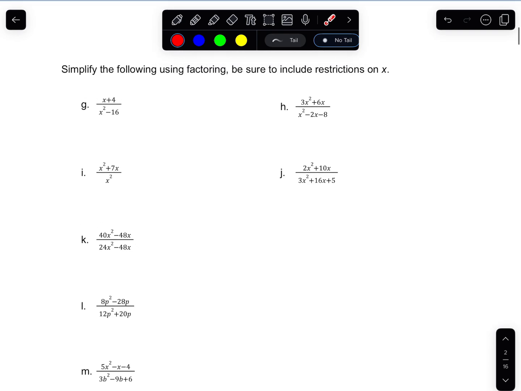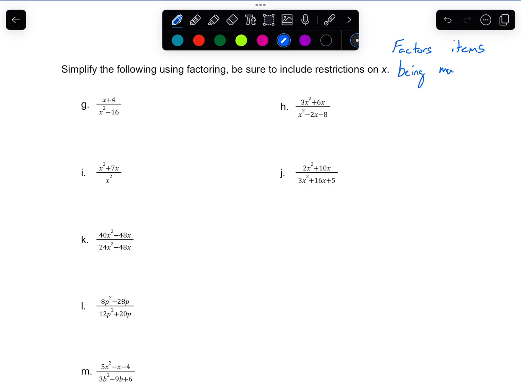So, next part of our video is going to incorporate factoring, and when we simplify fractions with polynomials, both in numerator and denominator, we want to look to factor and then cancel out like factors. Now notice, the definition of factors are items being multiplied. Okay, so we have to have like factors in order to cancel out. If we're adding terms together, they cannot cancel out. They need to be multiplied, either binomials or monomials together.